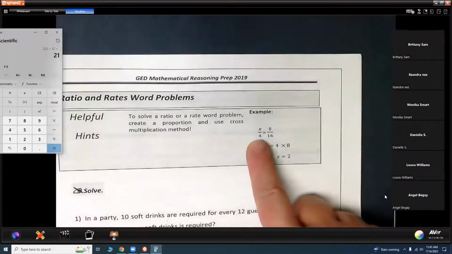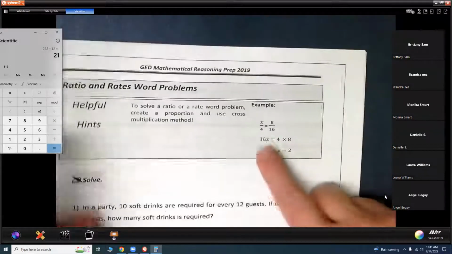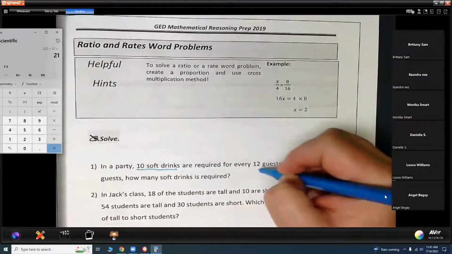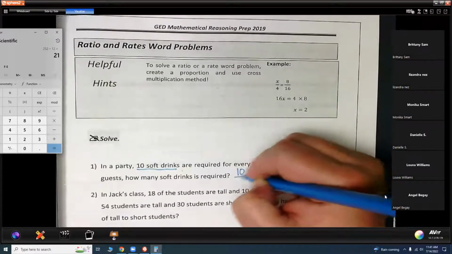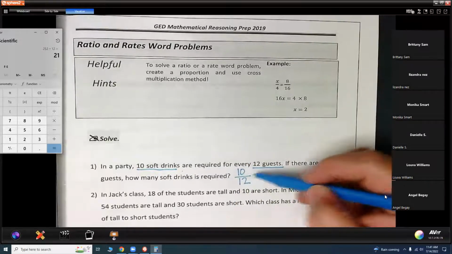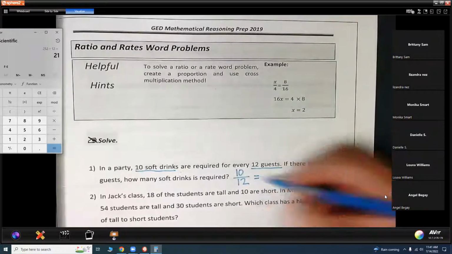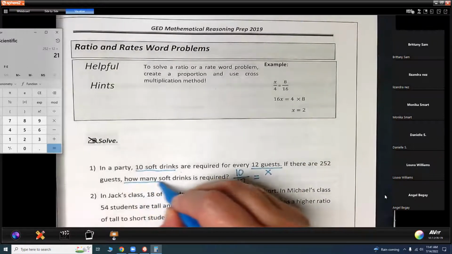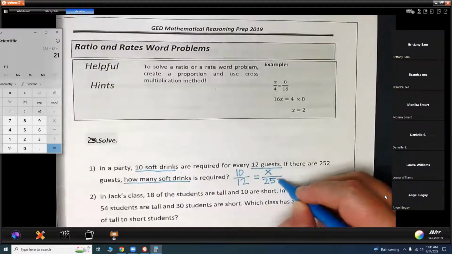There's always going to be something you don't know and something you do know. For example, number 1: we know there are 10 soft drinks for every 12 guests. I guess everyone else gets booze. So we have a 10 to 12 ratio. Then we ask how many soft drinks, that's our missing value, if the total is 252.